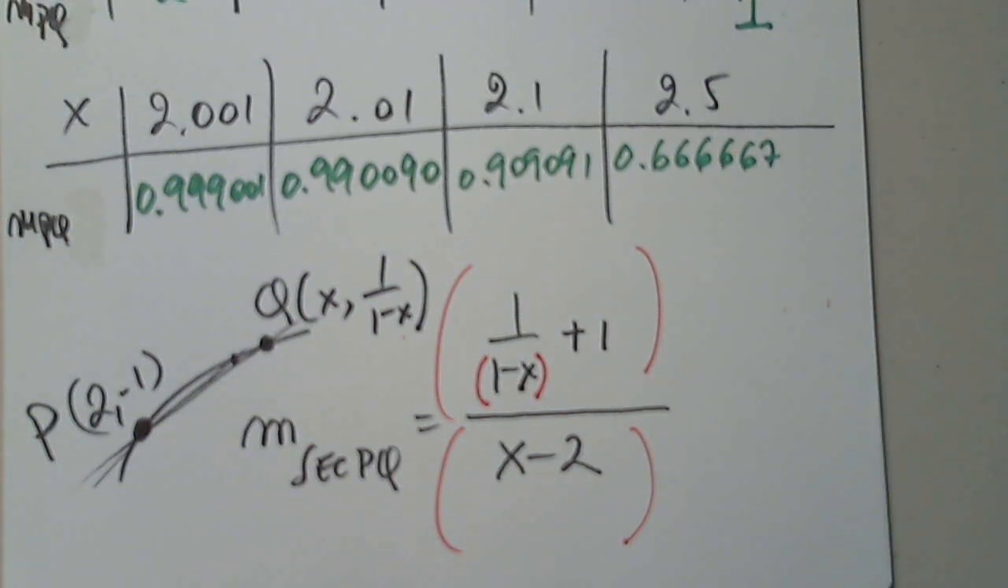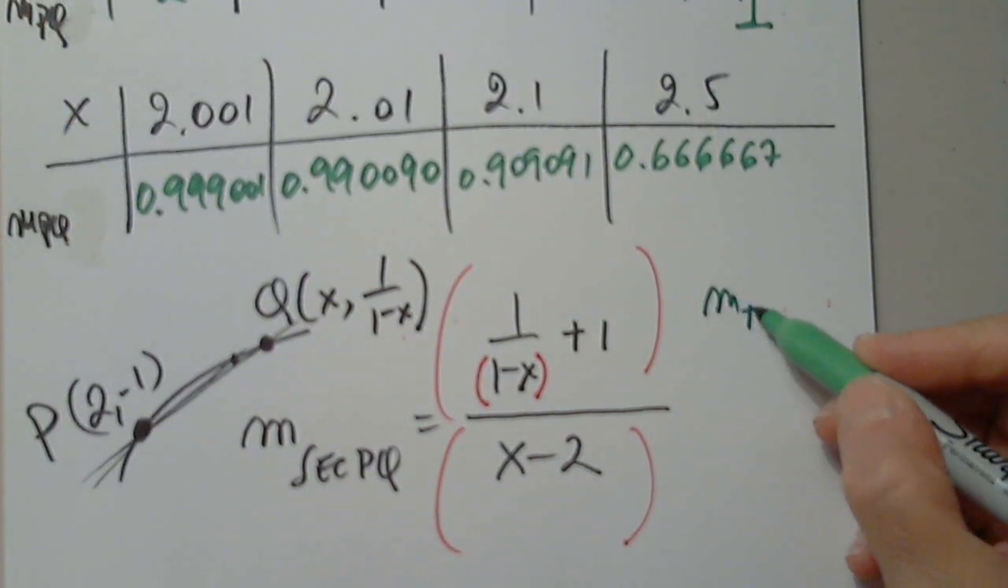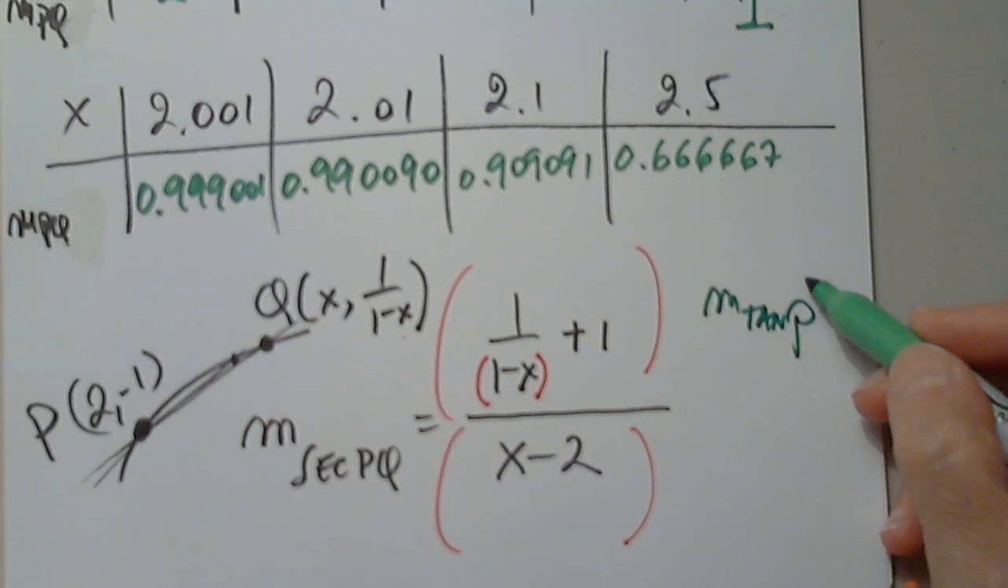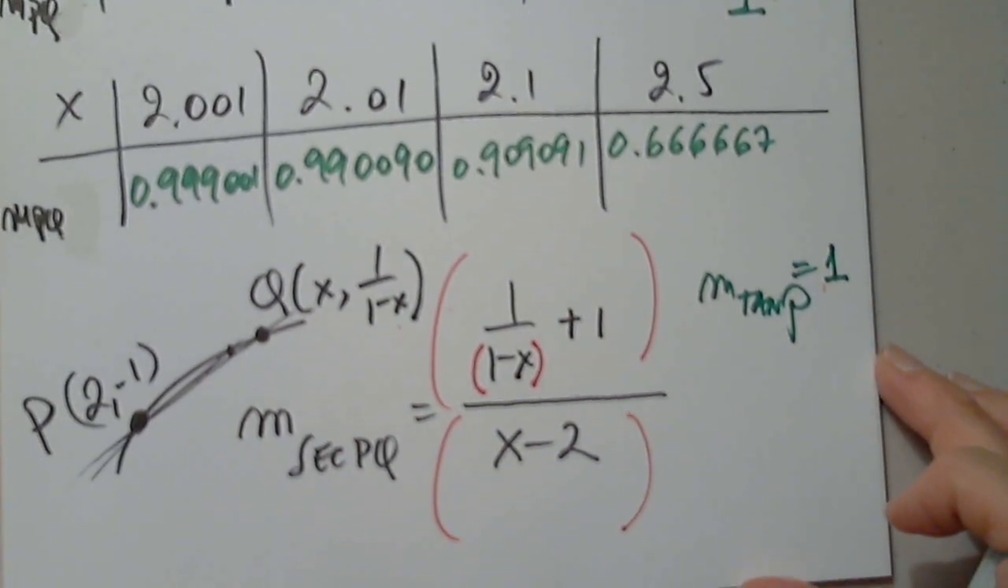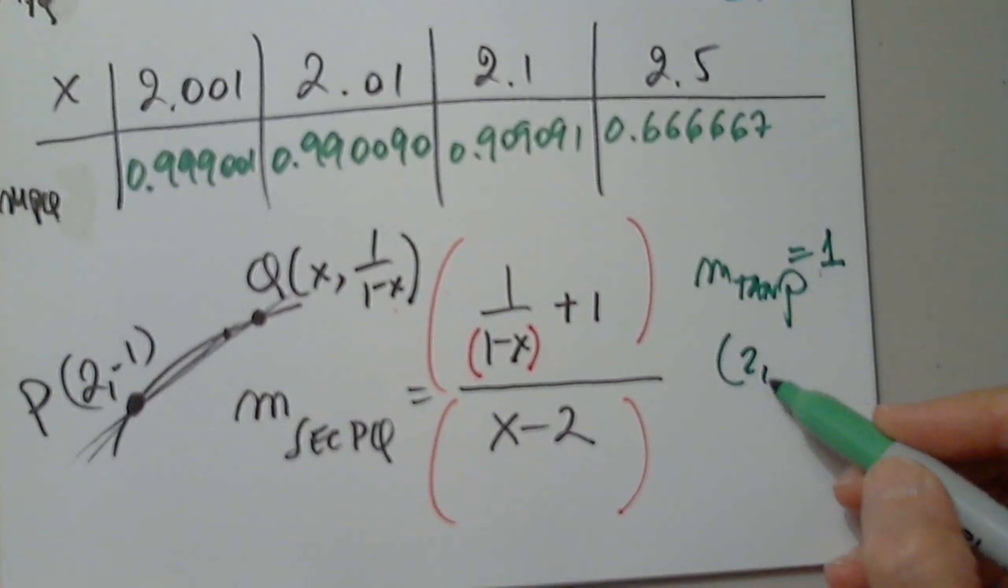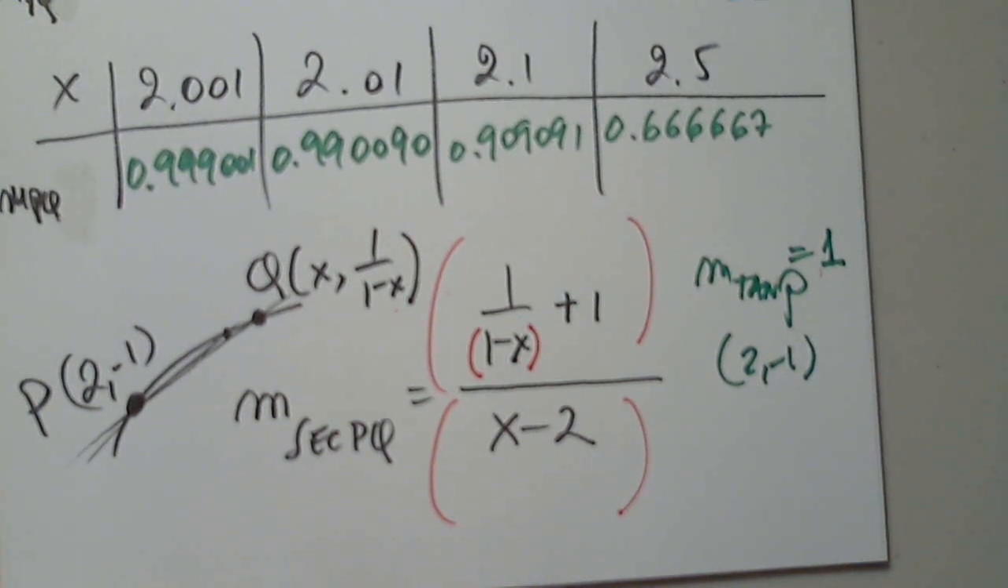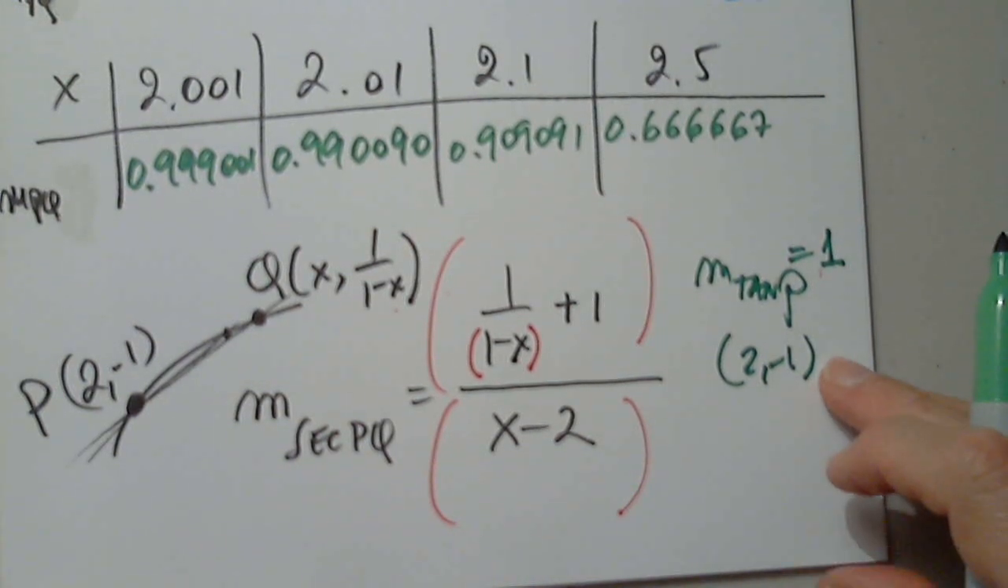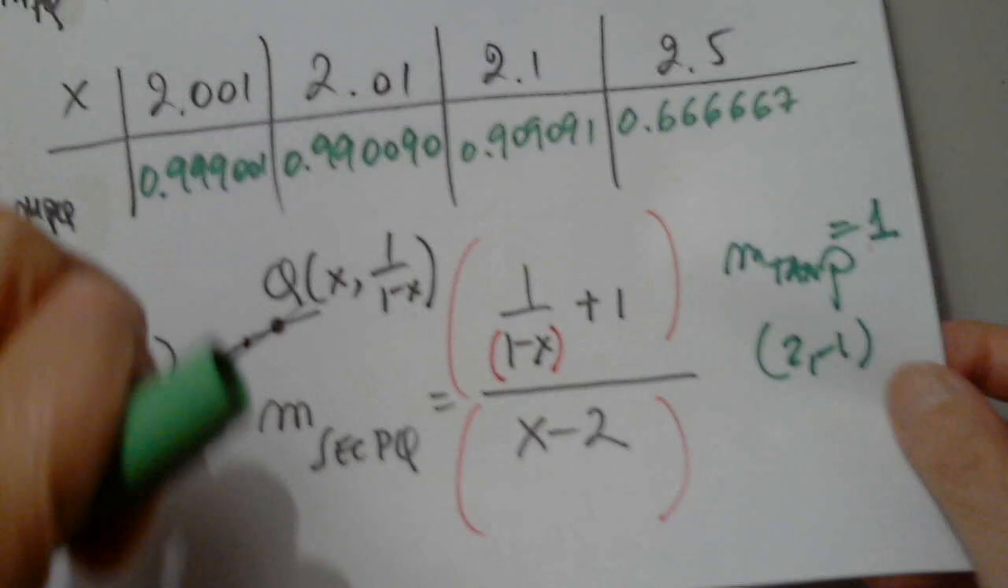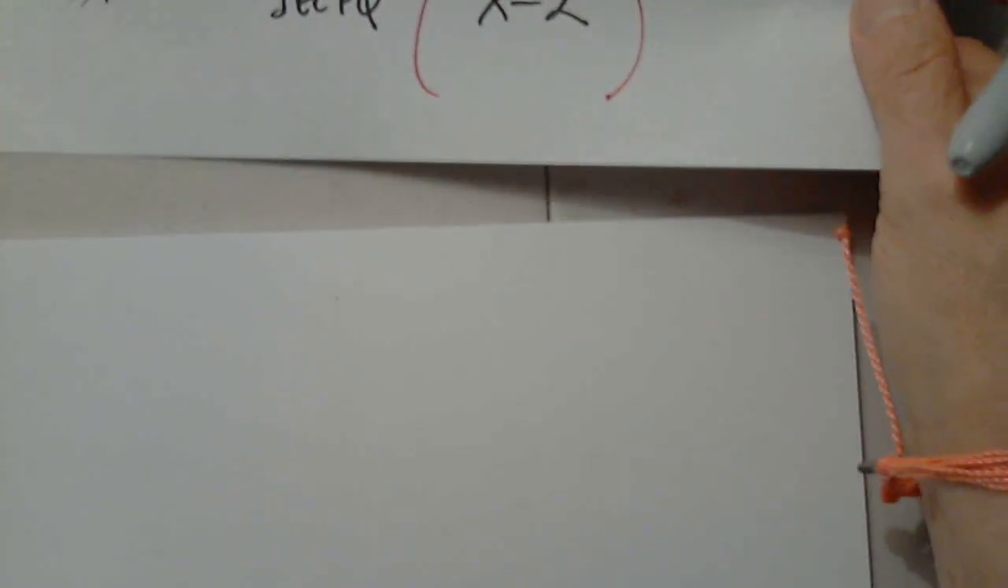I just wanted to show you that if you plug in 2, of course, it will scream at us. So now we know that the slope of the tangent at P is 1. So we have the point 2, -1, and we have the tangent. So now we can answer the third part, part C of the problem.